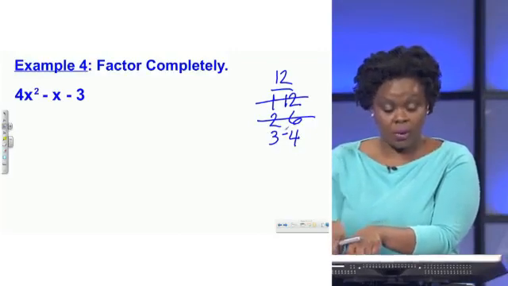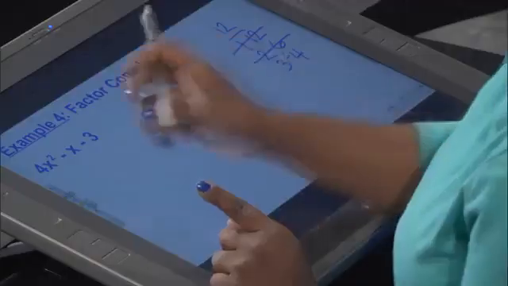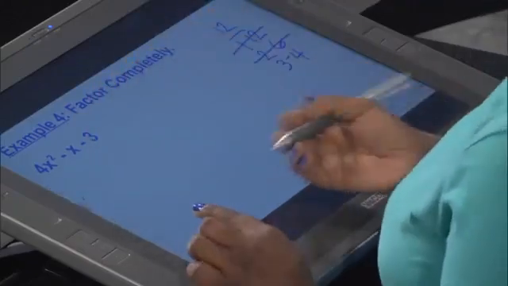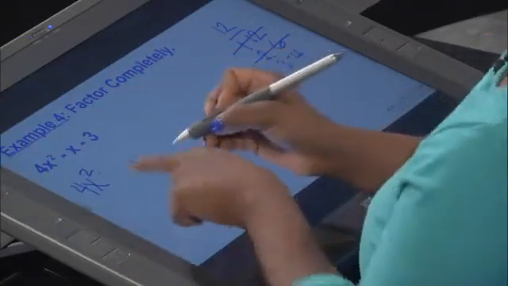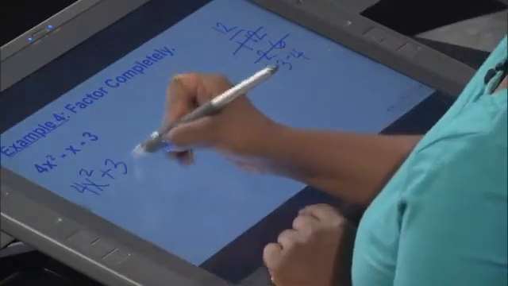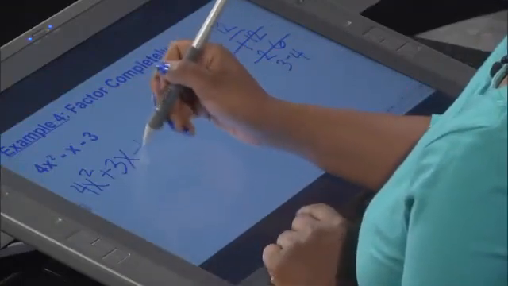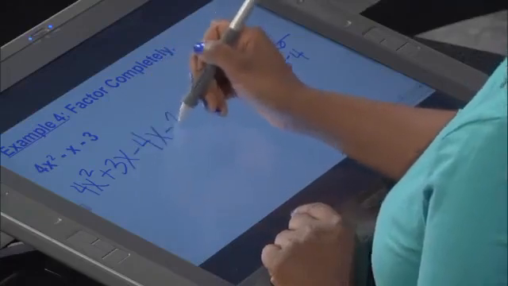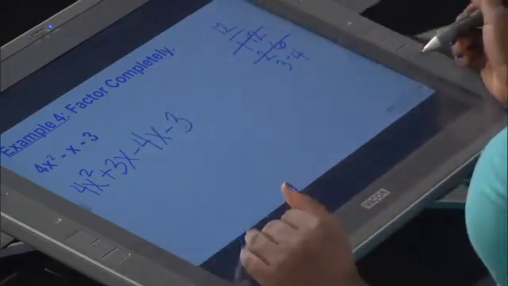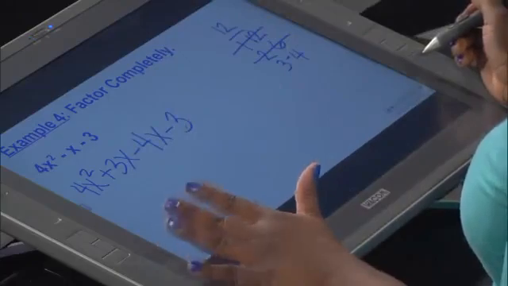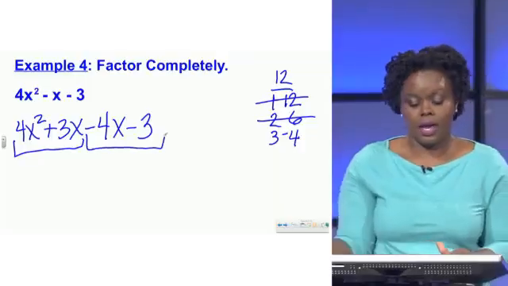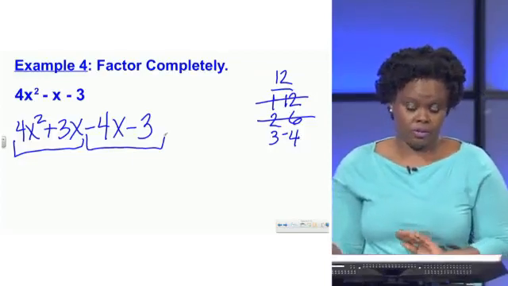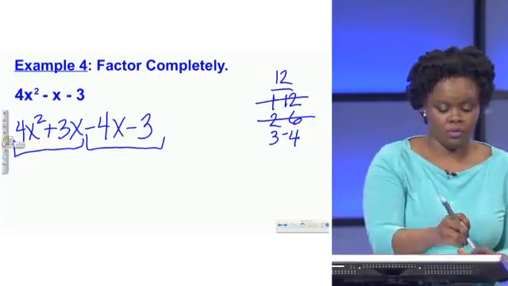So now I'm ready to go ahead and split my middle term. So I'm going to rewrite it as, well, I've got my 4x squared. I'm going to write plus 3x minus 4x minus 3. Okay. Do you remember what comes next? You go ahead, you take your groups, and you start factoring the pairs. Okay. Let's get some more room to work up here.